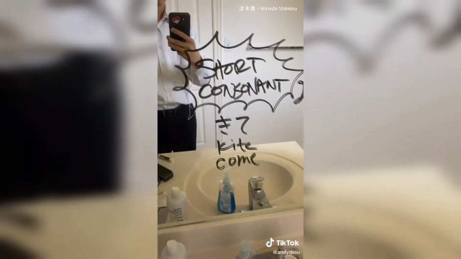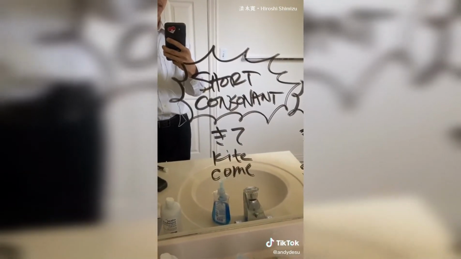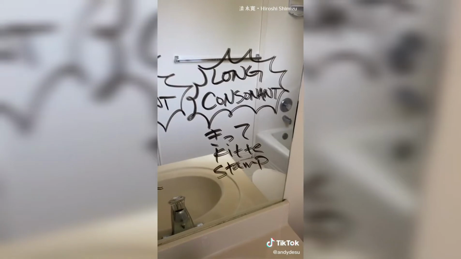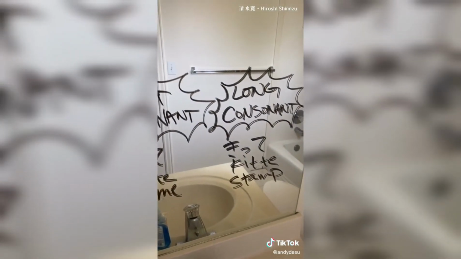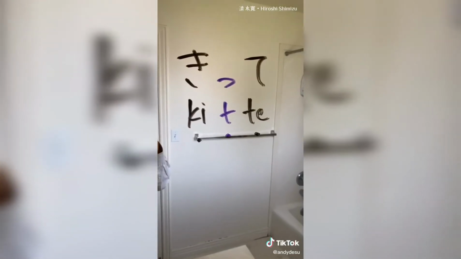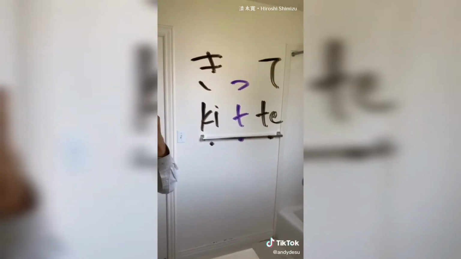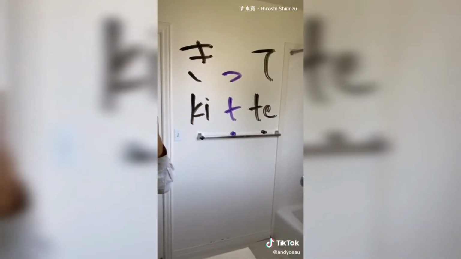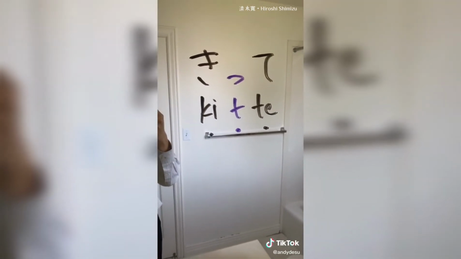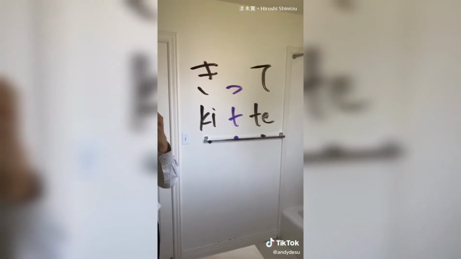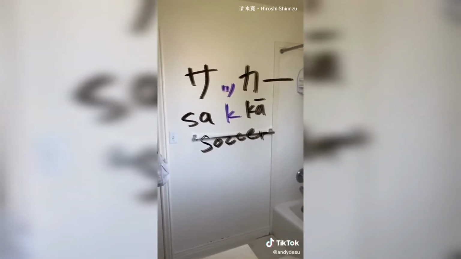In Japanese, there are short consonant sounds and long consonant sounds. For example, kite, kite, which means come, and kitte, kitte, which means stamp. To make a long consonant sound, you simply add a small tsu character, which simply adds a short pause before the next character. Kitte. Here's an example in katakana.